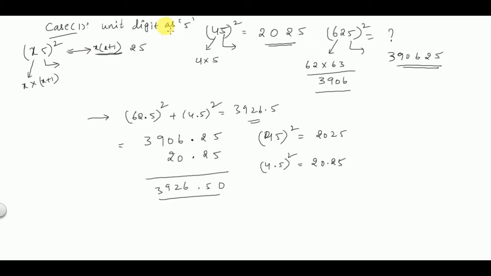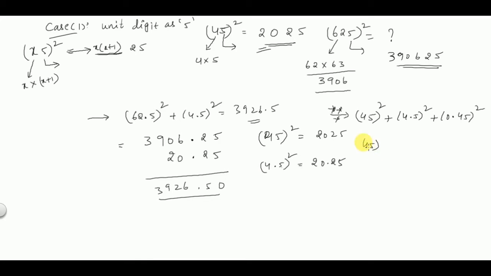If you use this trick, we can find the square of any number whose unit digit is 5 within seconds. A typical question in railway or bank exams is 45 whole square plus 4.5 whole square plus 0.45 whole square. This kind of question appears regularly in competitive exams. The same trick applies: first find the value of 45 square, which we already found, equal to 2025.